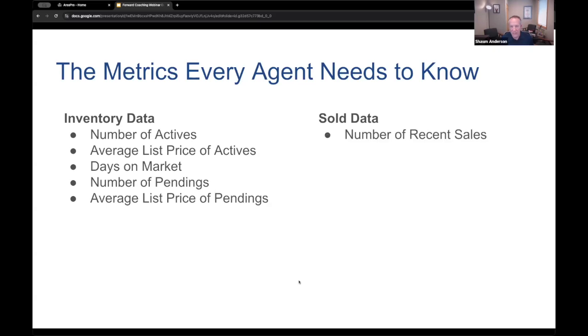Then you have your solds. Number of recent sales, how does that work out on a per month basis? And I say recent, there's different definitions of that. Sometimes we go back 90 days, sometimes 6 months, sometimes a year. But either way, you want to know what the average number of sales per month is.